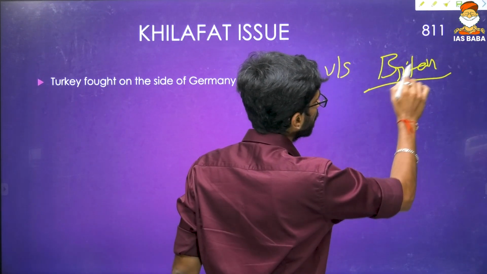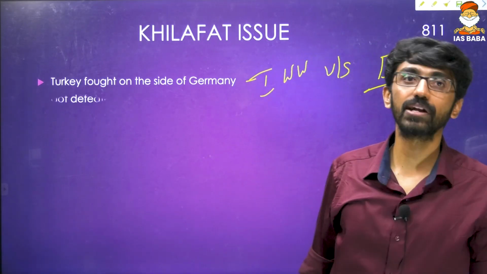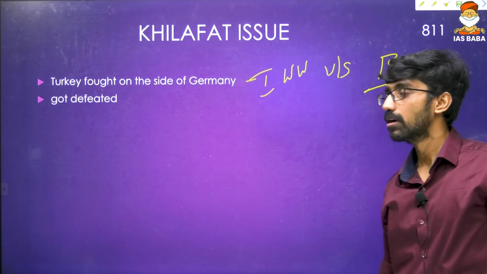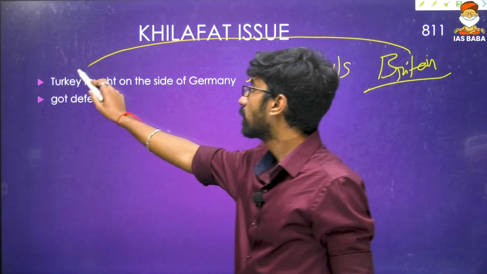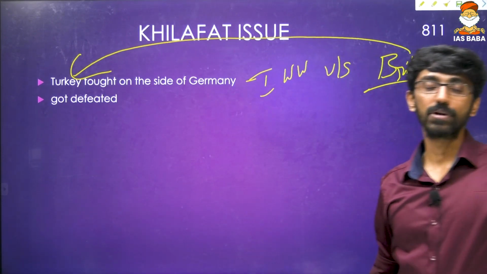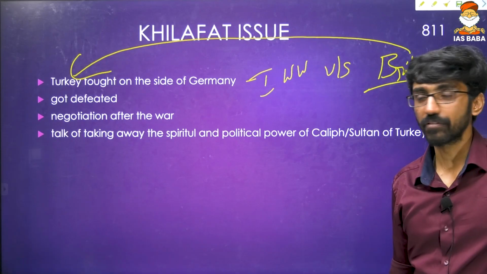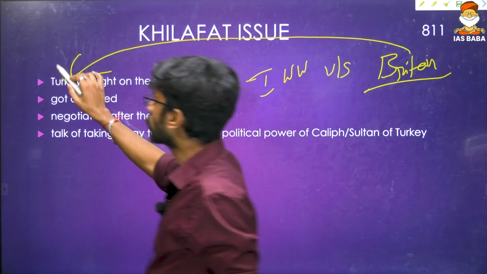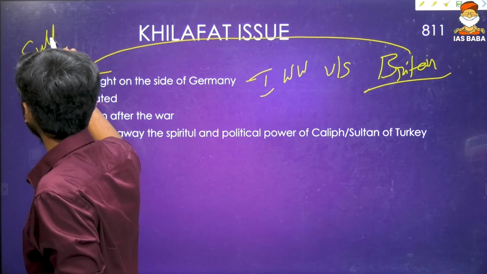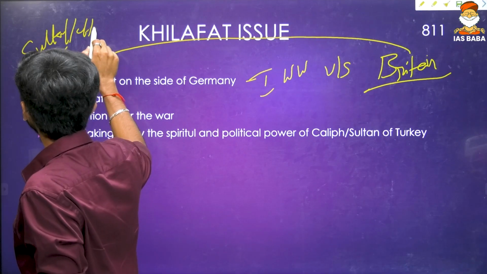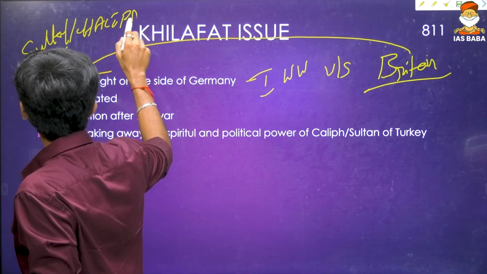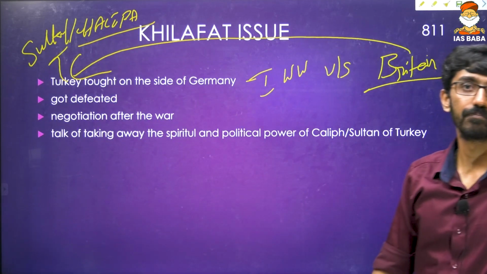So Turkey was the enemy of Britain, but Germany and Turkey got defeated. Both of them got defeated. Now Britain was negotiating a treaty with Turkey, but there was talk about Turkey's power. Turkey was ruled by the Sultan, who was also called the Khalifa.